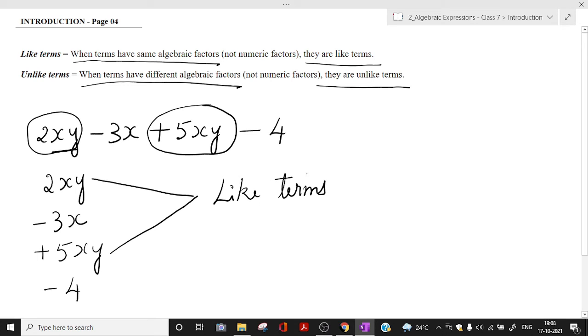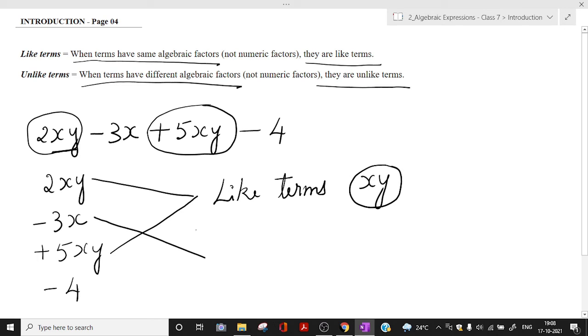Why are they like terms? Because their variables are the same. We are not bothered about the number. It can be 2xy, it can be 10xy, it can be 20xy, it can be 5xy, any number. We are looking only into the variables. Now, minus 3x is not a like term with the other two terms.